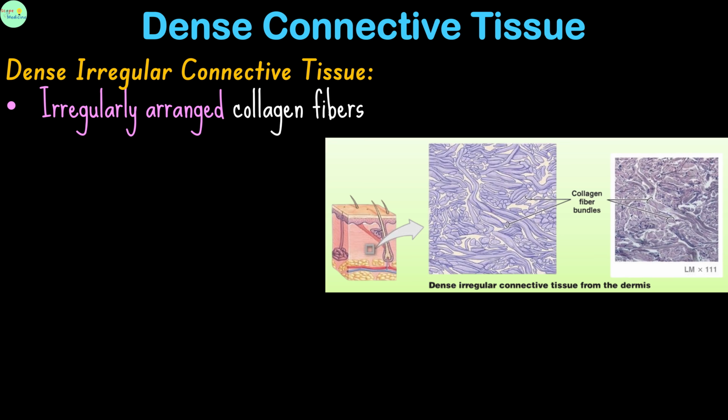Dense, irregular connective tissue has collagen fibers arranged in an irregular, mesh-like pattern with bundles of fibers running in multiple different directions, interweaving with each other to form a thick, felt-like network.